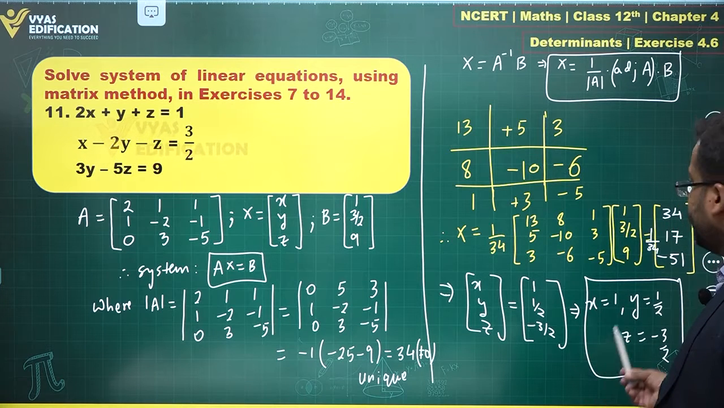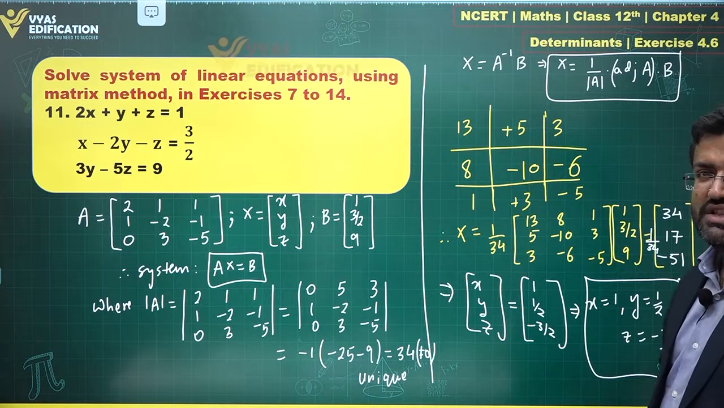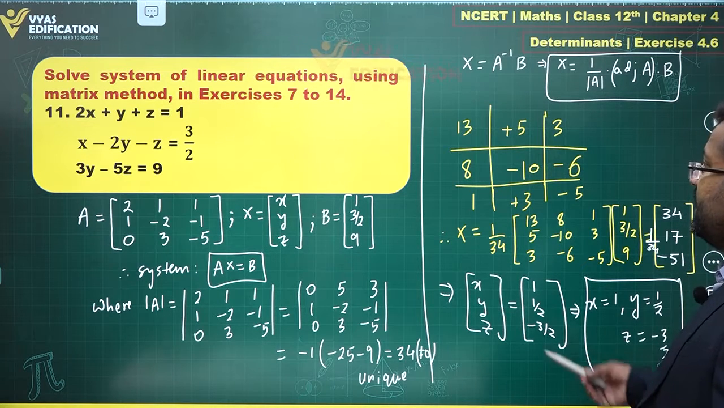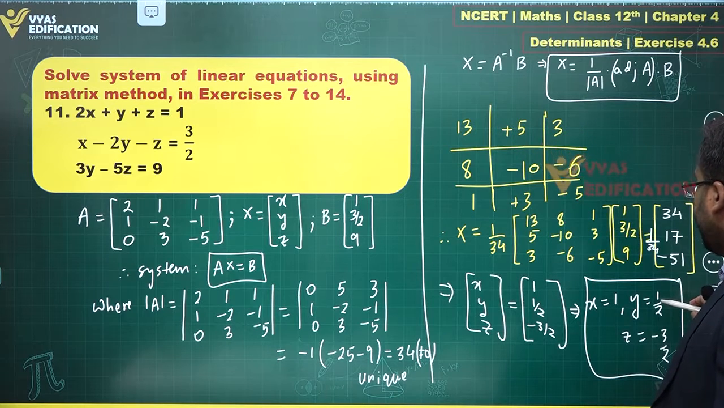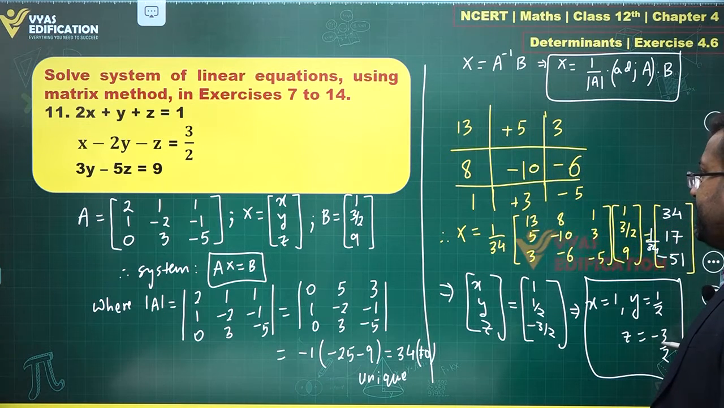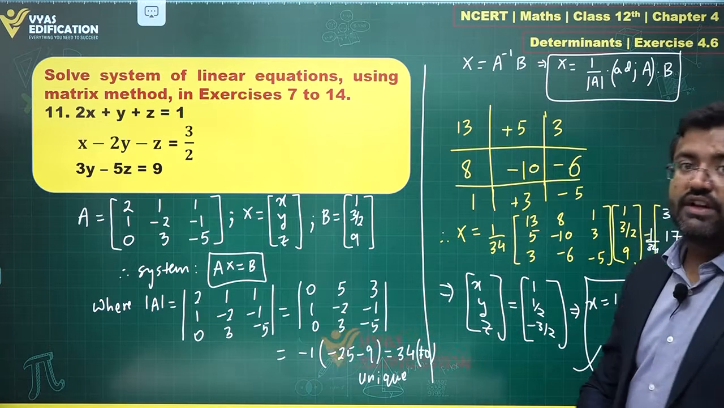x minus 2y minus z. x is 1, minus 2 times 1 by 2, which is 1. 1 minus 1 is gone. And minus z will be 3 by 2, which is also okay, right? 3y minus 5z. 3 by 2 plus 15 by 2 is 18 by 2, which is 9. That's okay. So this answer is perfect, right?